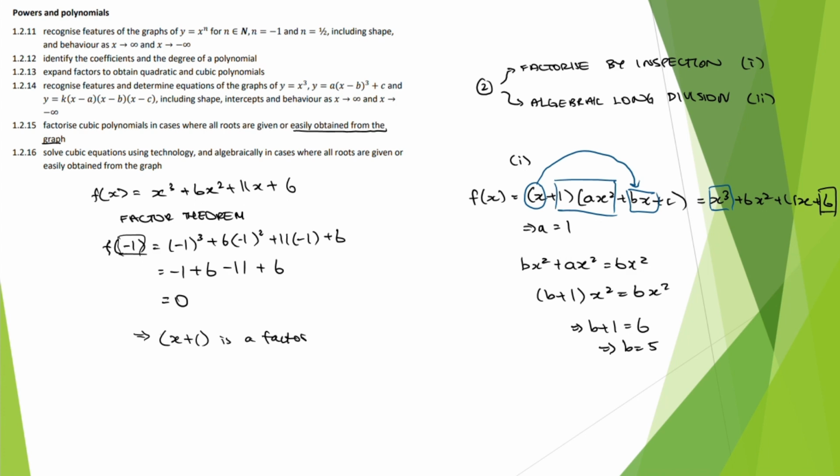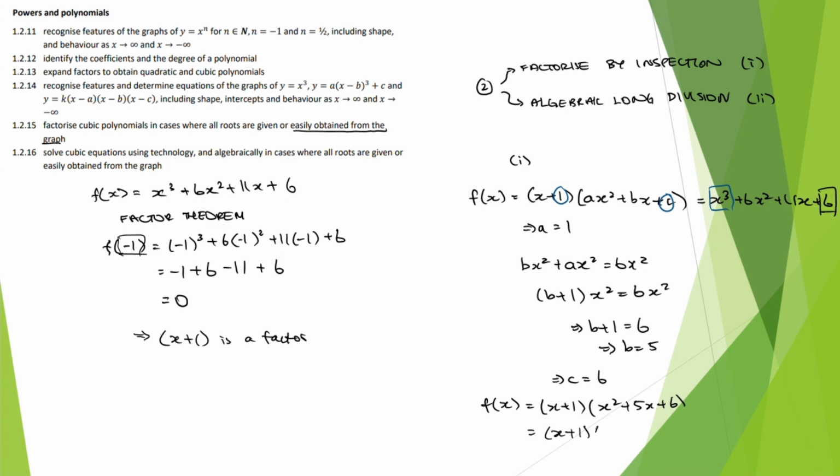And finally, looking at our last value here, we know that to form the constant, we must be multiplying each of the constants in each of the factors. And so we have our 1 and we have our c, and as a result, c must be equal to 6. And so we have f of x equals x plus 1 multiplied by x squared plus 5x plus 6, which if we factorize that quadratic is going to be equal to x plus 1 multiplied by x plus 2 multiplied by x plus 3.